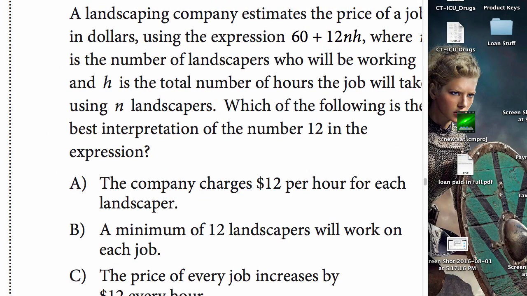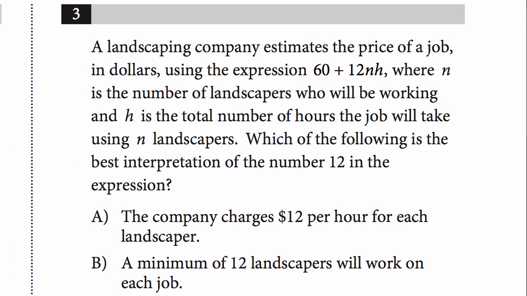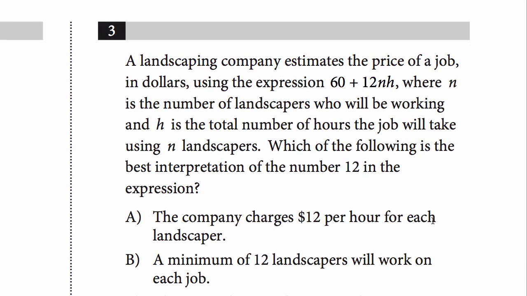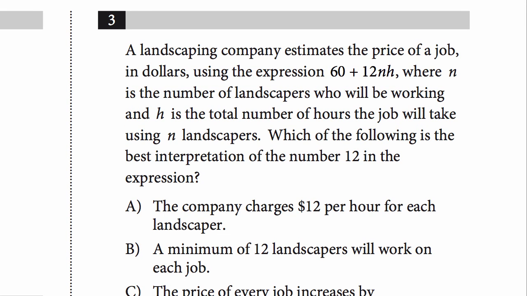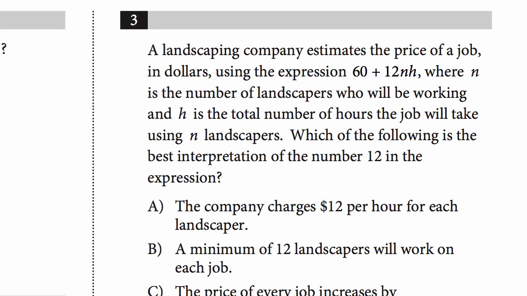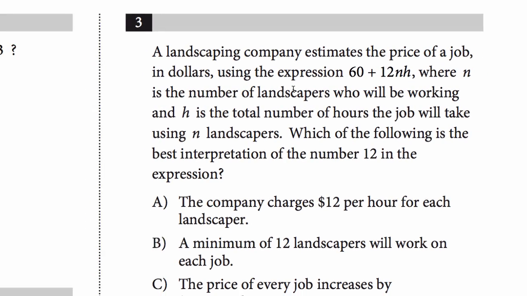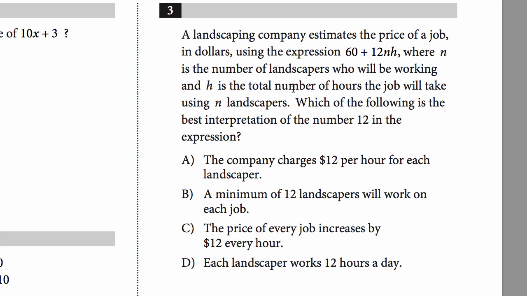So we got this problem. It's more of a word problem. It says a landscaping company estimates the price of a job in dollars using the expression 60 plus 12NH, where N is the number of landscapers who are working and H is the number of hours that will take these N landscapers. So we've got number of landscapers and we've got the hours it's going to take them to, I guess, complete the job. Sorry, I'm just going to try and scroll this out a little more. Which of the following is the best interpretation of number 12 in the expression?